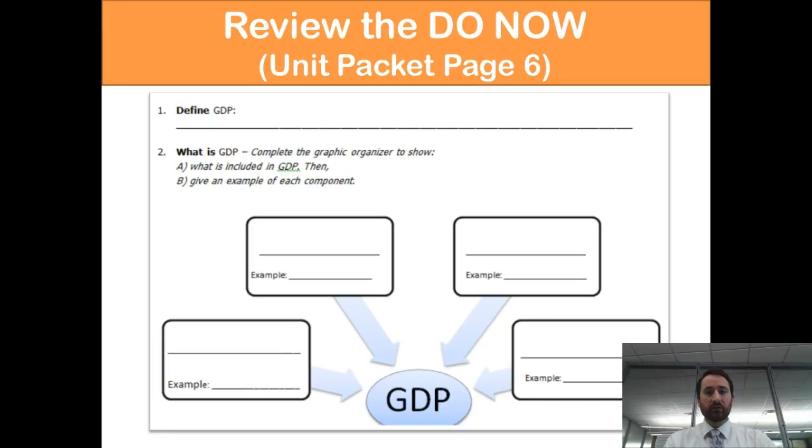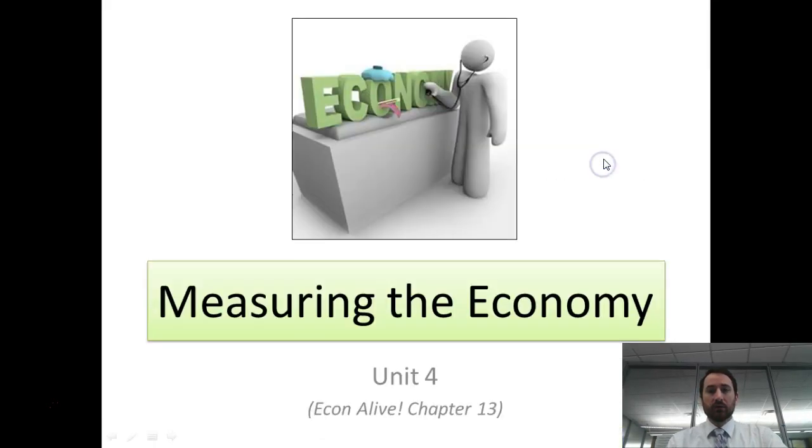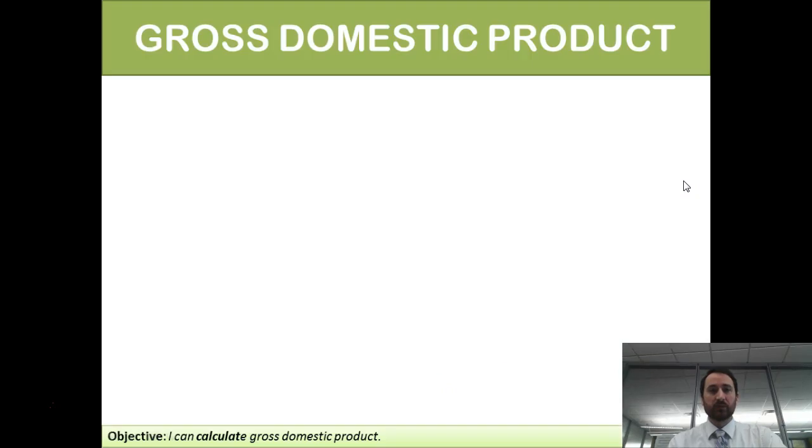So let's go back to our goals for today of calculating GDP and better understanding that. So again, this is all in Unit 4 in Chapter 13 of your textbook.